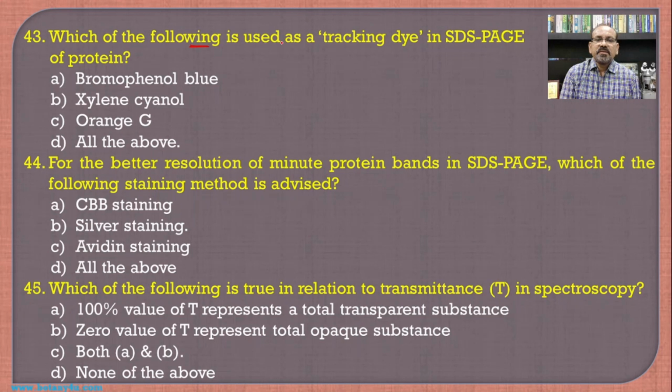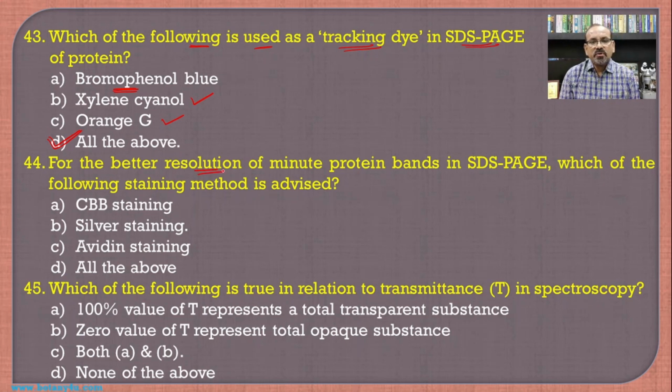Which of the following is used as a tracking dye in SDS PAGE? Every time in an electrophoresis, there is a utilization of dyes to track the particular substance which is to be separated. And in SDS PAGE, the most common dye used is bromophenol blue. But in addition to that, xylene cyanol and orange G are also used in SDS PAGE. So all the above becomes the answer for this question.